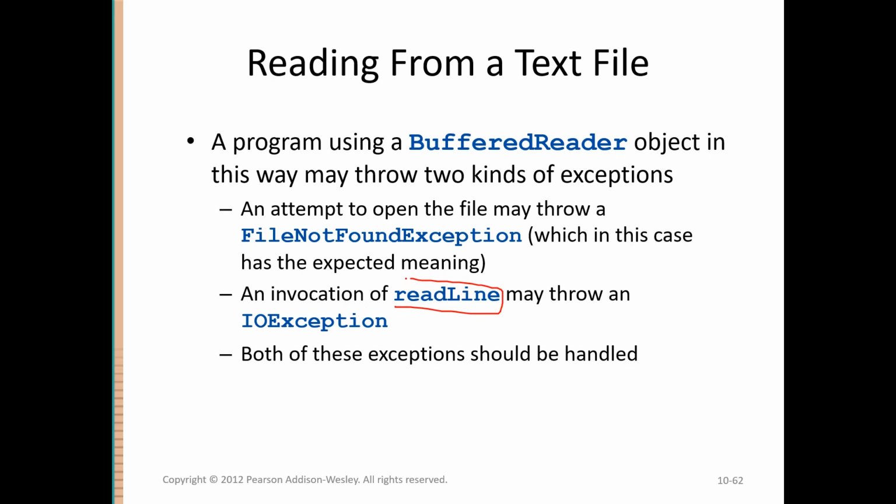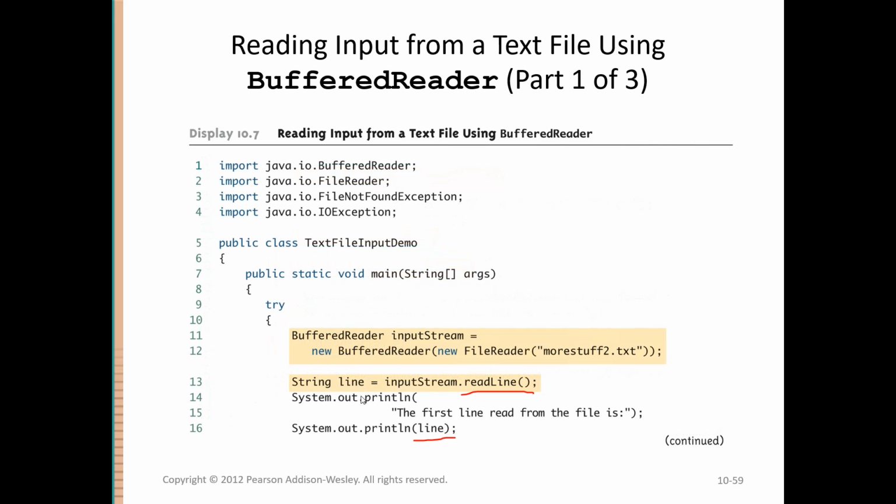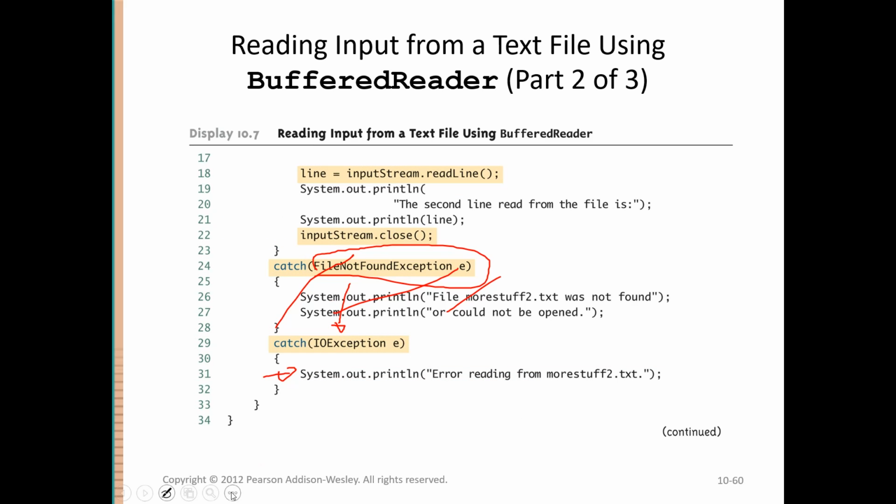The readLine is the one that throws the IO exception, while the FileNotFoundException is thrown when you try to open the file. When you open the stream, that is where the FileNotFoundException can be thrown. So, let's go back here to make it clear. This can throw the FileNotFoundException, and this can throw the IO exception. So that's why both of them have to be caught.